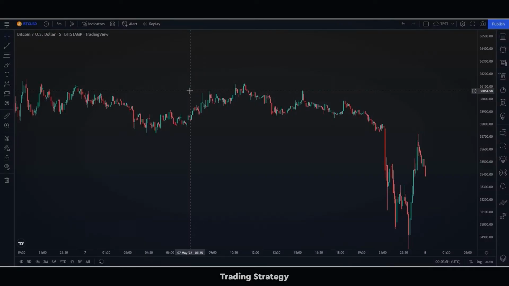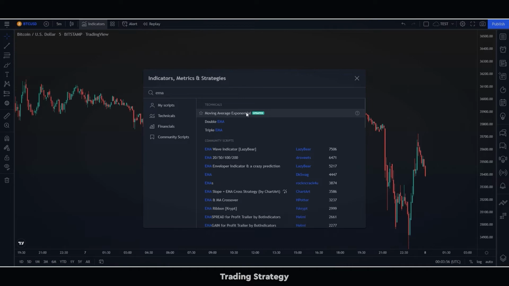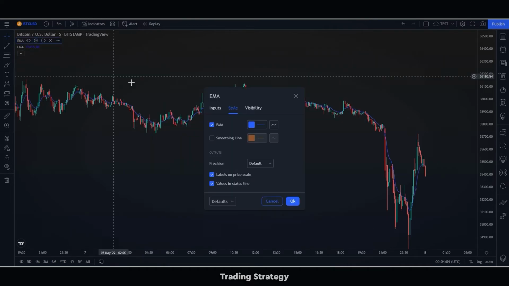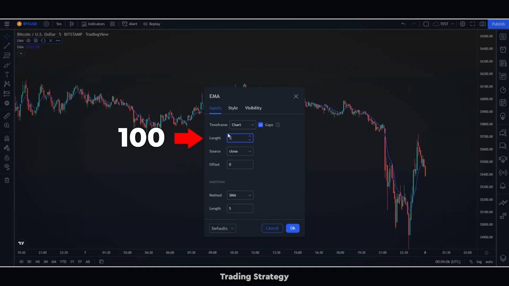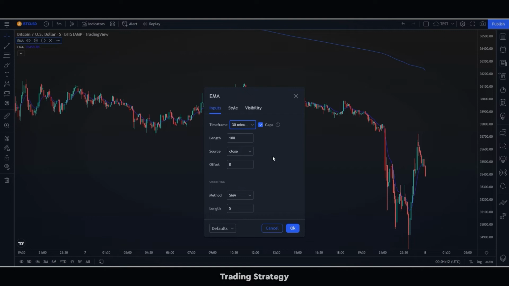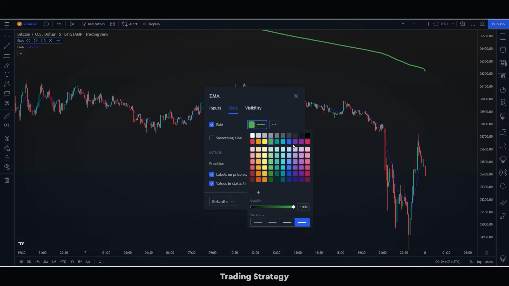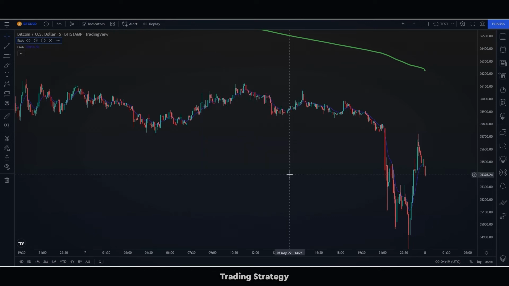The first thing we will have to do is select the indicators. First, we will select two EMAs. We will configure the first one with 100 periods, and in the type of graph we will put one greater than the one we operate. In this case, we will put 30 minutes, since we will operate in the 5-minute one. We will change the color to green and increase the thickness to the maximum. This EMA will serve as a filter.